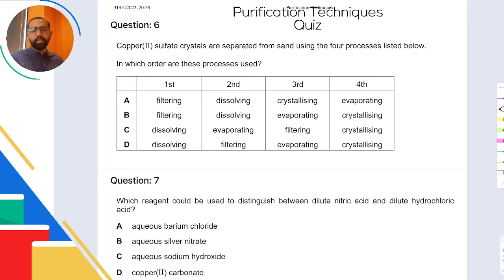In which order? So this is again sand and salt, right? One is a soluble thing, one is an insoluble thing. Both are solids. So first thing, we should dissolve them. Then we should obviously filter them so the sand comes out as a residue. And after that, I will evaporate the extra water that I have and then we'll crystallize it. So in that order, my answer is going to be D.